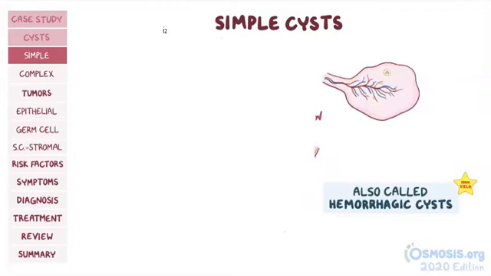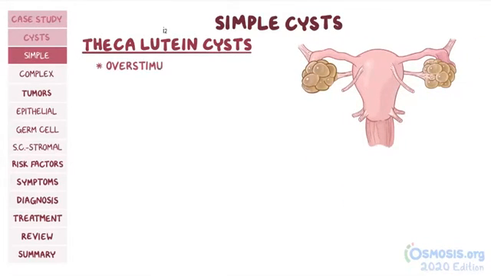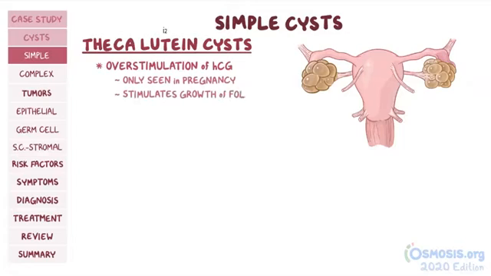The last kind of simple cysts are theca-lutein cysts. These are caused by overstimulation by human chorionic gonadotropin, or HCG, a hormone that's produced by the placenta, so they're only seen in pregnancy. For your test, keep in mind that since HCG stimulates growth of the follicular theca cells and resting follicles can be found on both ovaries, these cysts are usually bilateral.